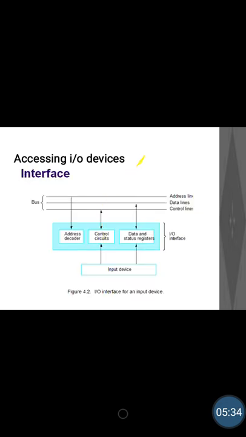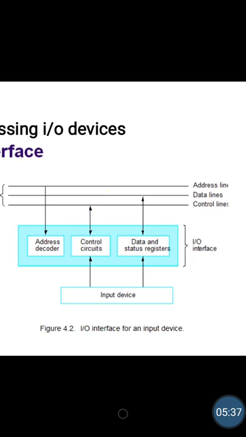So what is the address decoder doing? The address decoder is decoding the address, and it enables the device to recognize its address, right? So what are the data and status registers doing? The data register will hold the data. The status register contains the information related to the operation of the input output devices.